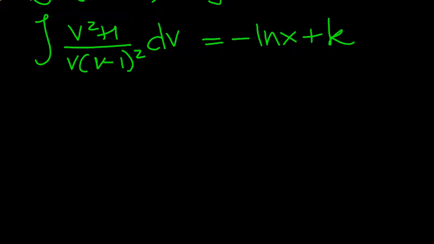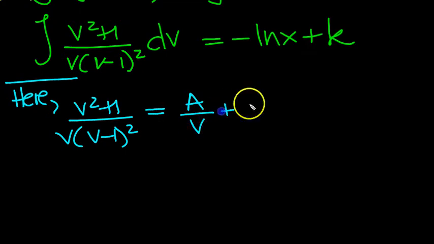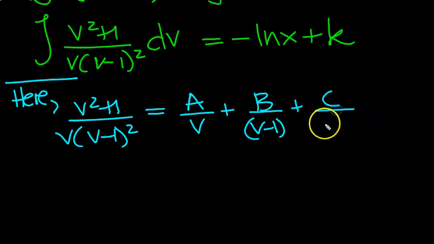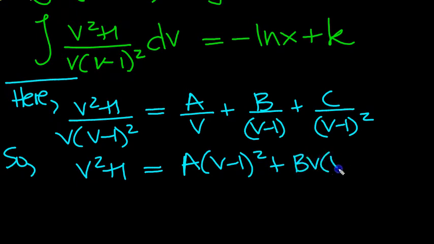So we need to do a subproblem to get the partial fractions. So here, v squared plus 1 over v times v minus 1 squared is equal to a, it's a proper fraction, so it'll be a over v, plus b over v minus 1, and then plus c over v minus 1 squared, won't it? So let's see what we get here. So v squared plus 1 on the left, multiplied by the denominator, we'll get a times v minus 1 squared plus b v times v minus 1 plus c times v, isn't it?